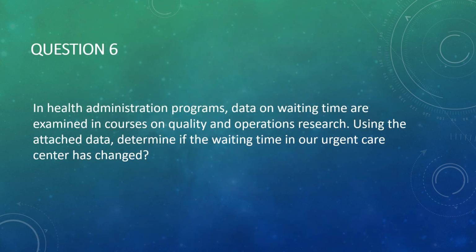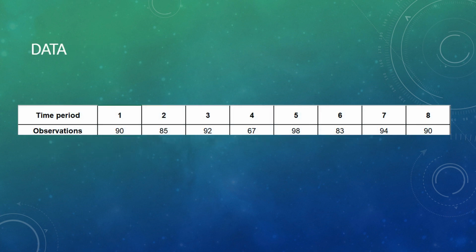Question 6. In health administration programs, data on waiting time are examined in courses on quality and operations research. Using the attached data, determine if the waiting time in our urgent care center has changed. Here is our data, time period from 1 through 8, and its respective observations.